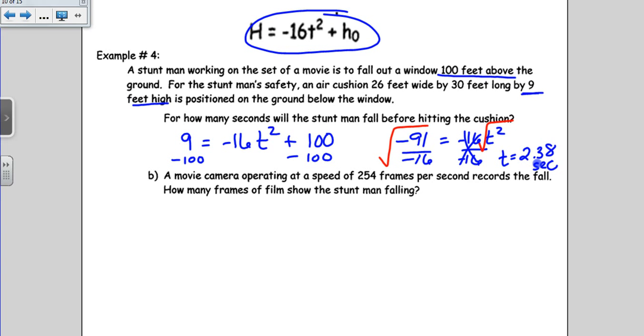So a movie camera operating at a speed of 254 frames per second is going to record the fall. How many frames of film are we going to need to use to show this fall? Well, since it's 2.38 seconds, and every single second is 254 frames, we're going to take the 2.38 and multiply it by the 254 frames per second. And when I do that, it comes out to approximately 606 frames. Probably something important to know if you're the person in charge of setting up the film and making sure you're not going over budget.